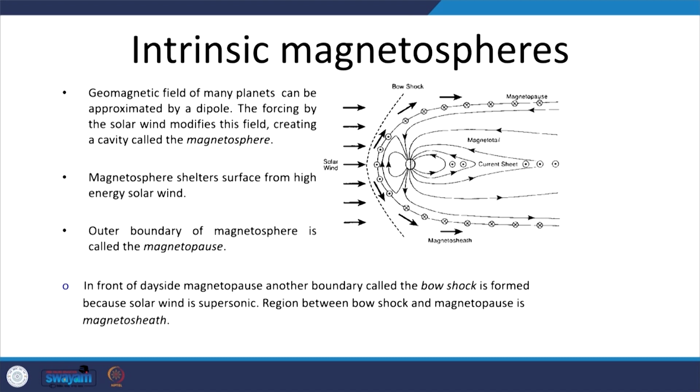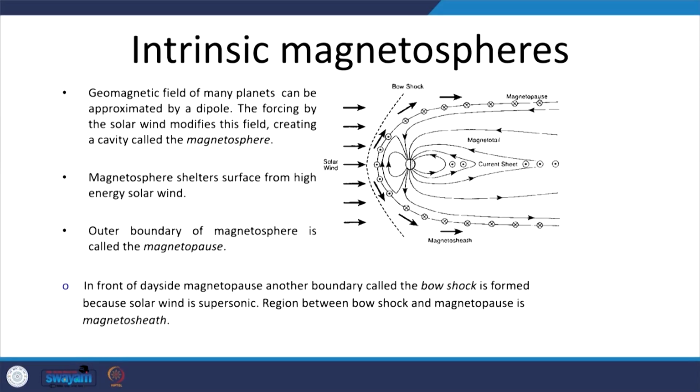Now, we talk about the intrinsic magnetospheres, the intrinsic magnetic field by virtue of the planetary core, which has a lot of charged particles and is also rotating at a reasonably high speed. So, the geomagnetic field of many planets can be approximated as a dipole. It is basically a north-south bar magnet kind of arrangement where you have two poles separated by a distance. The forcing by the solar wind modifies this field, creating a cavity called the magnetosphere, right.